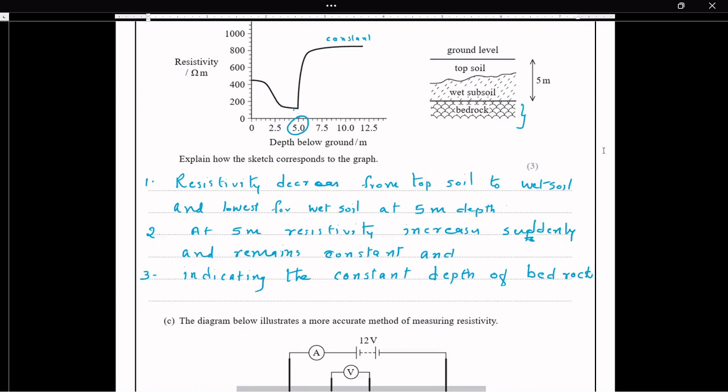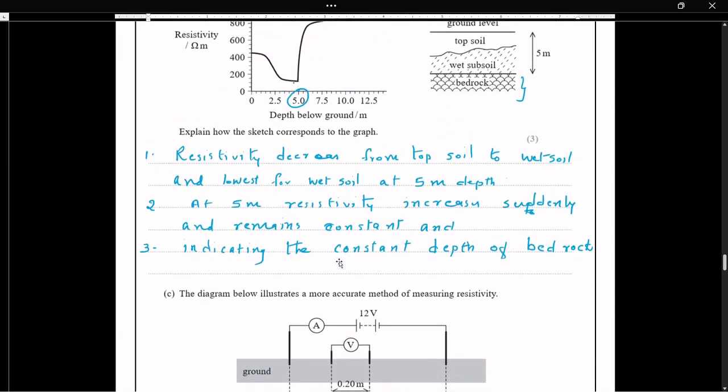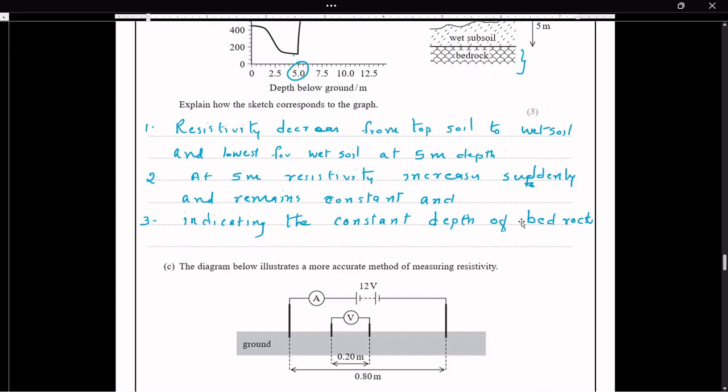So this is the explanation we can write relating the sketch and the graph. Resistivity decreases from topsoil to wet soil, and is lowest at 5-meter. Then at 5-meter it increases suddenly and remains constant, indicating a constant depth of bedrock below 5-meter depth.